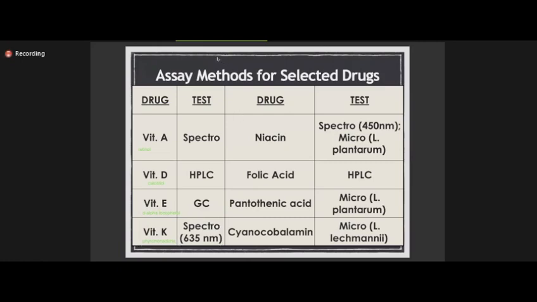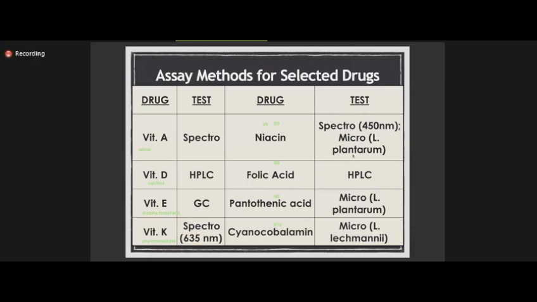Okay, then we have niacin. Niacin, vitamin B. Anong vitamin B? Vitamin B3. Then folic acid, B9. Pantothenic acid, B5. And of course, cyanocobalamin, B12. So, these are your vitamins and how they are tested.